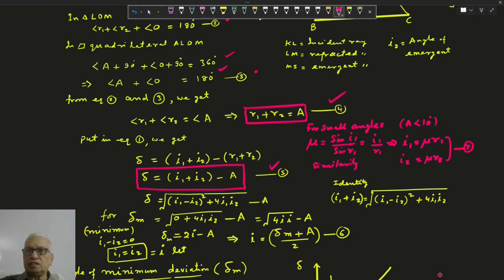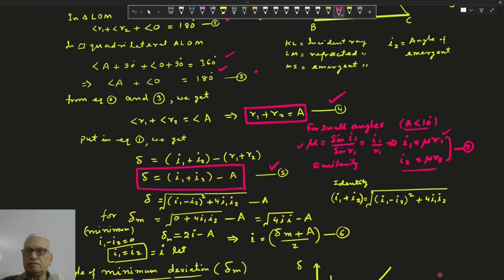For a small prism angle A, suppose less than 10 degrees, then mu is equal to sin I1 upon sin R1, Snell's law. But the angles are small, so sin I1 is equal to I1 and sin R1 is equal to R1. So here we cross multiply, I1 is equal to mu R1, and similarly I2 is equal to mu R2.